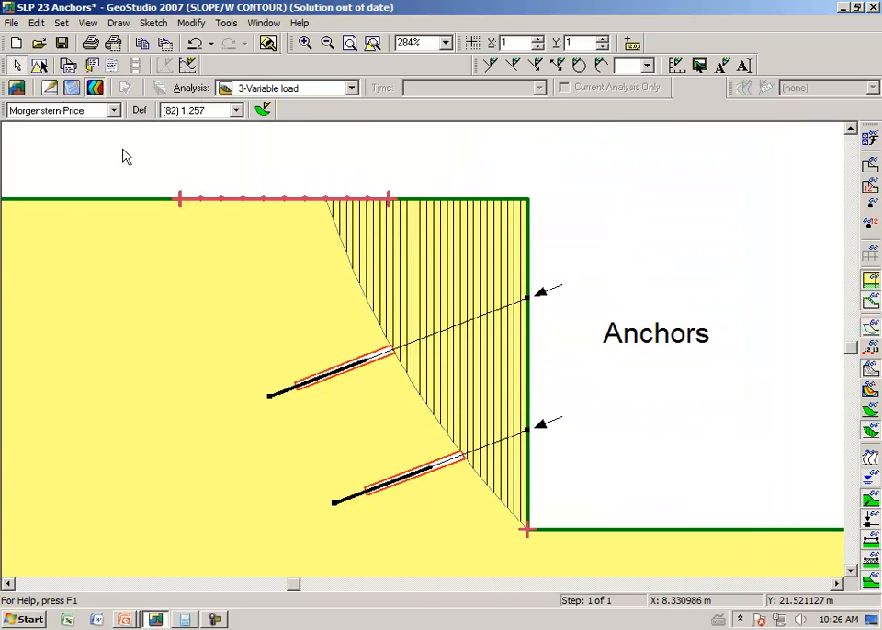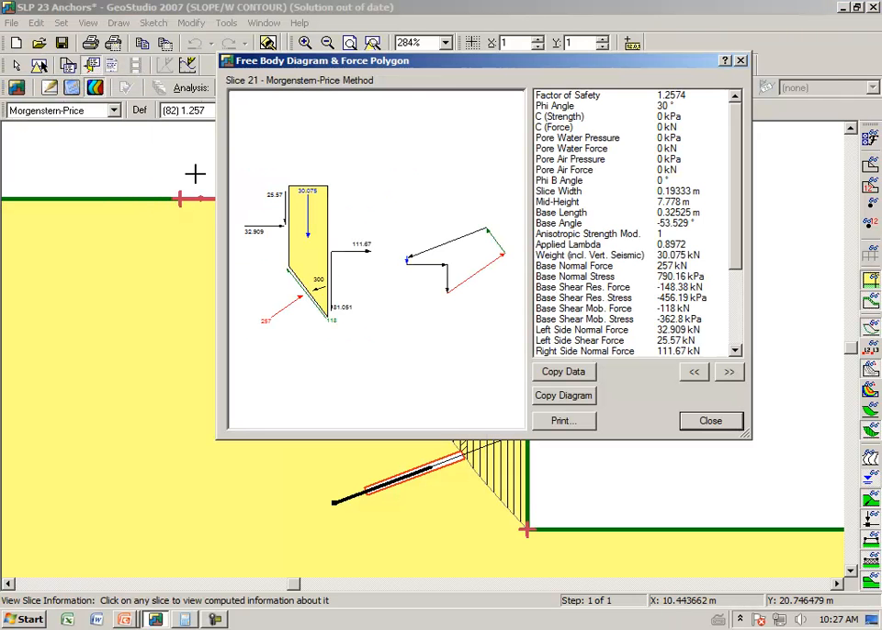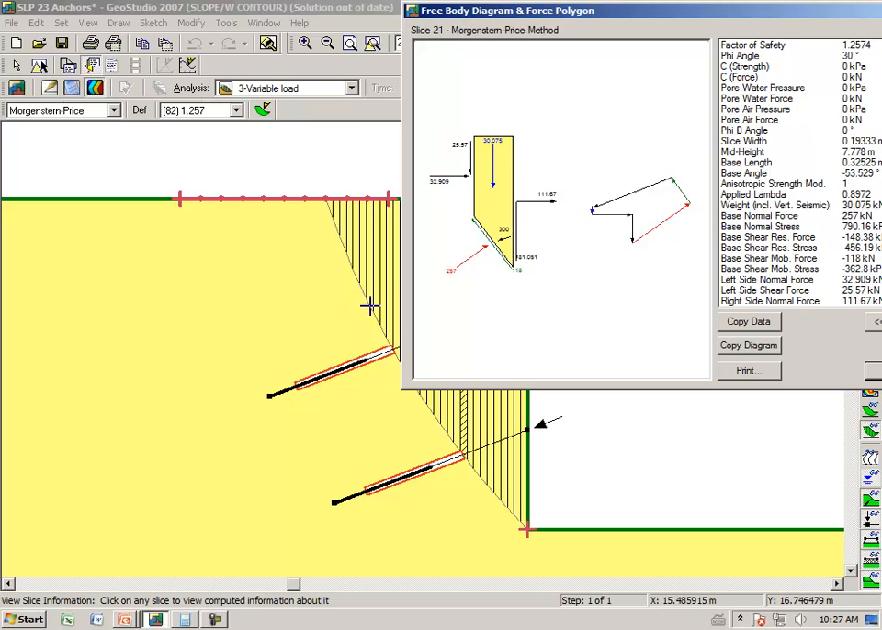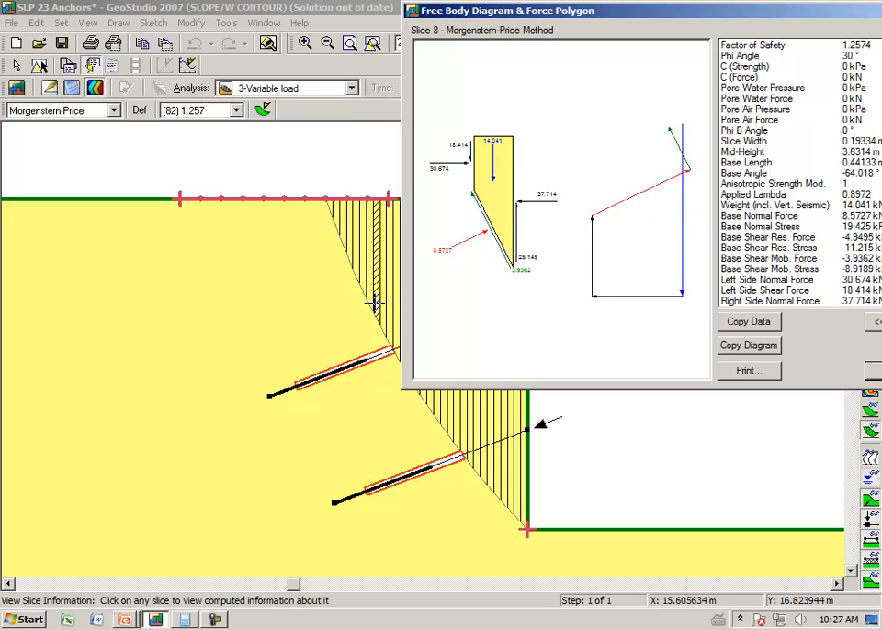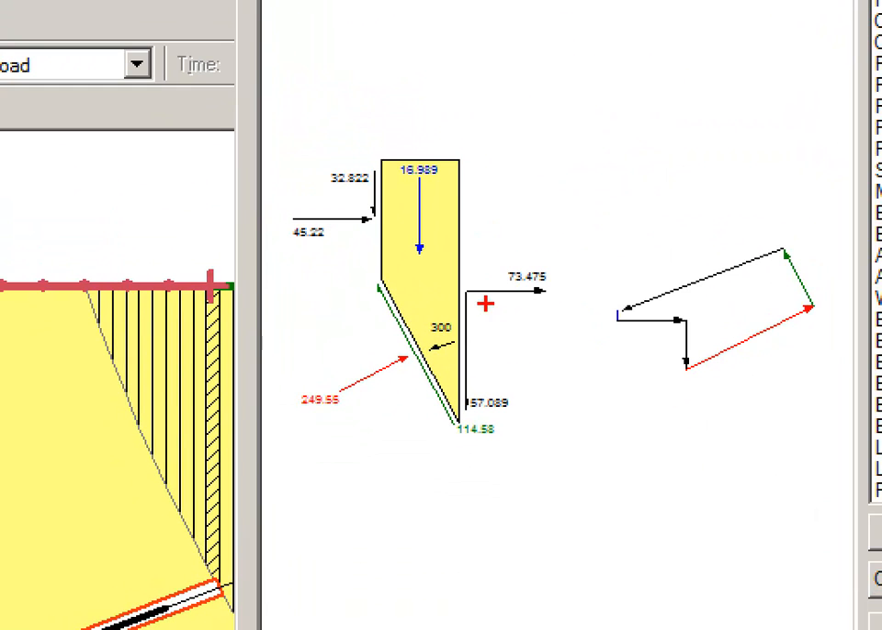Also of great significance is if we say view slice information and we start looking at slices that are above the top anchor, and we watch the free body diagram and the direction of the forces, notice that there is no effect on this slice from the anchor, but when I get my 300 kilonewtons added, notice what happens to the force here. It starts to point away from the slice.